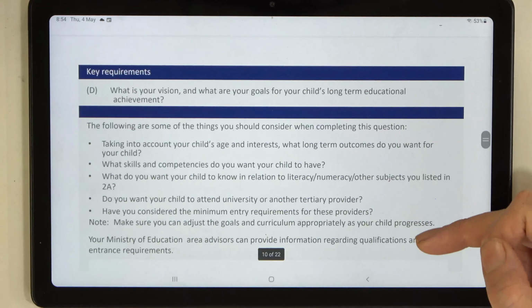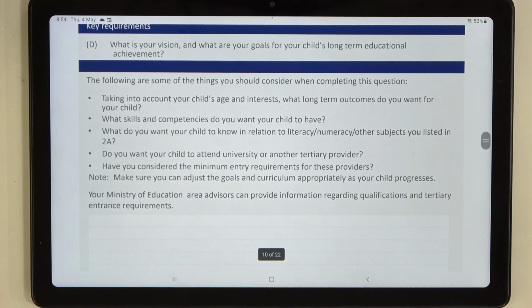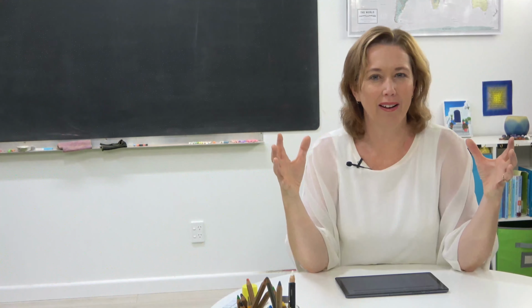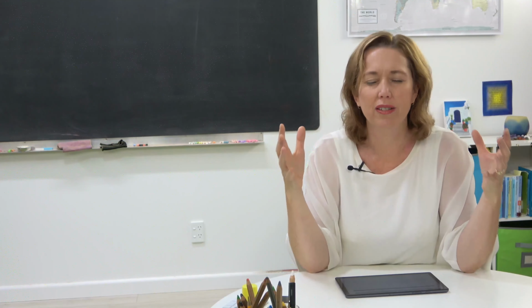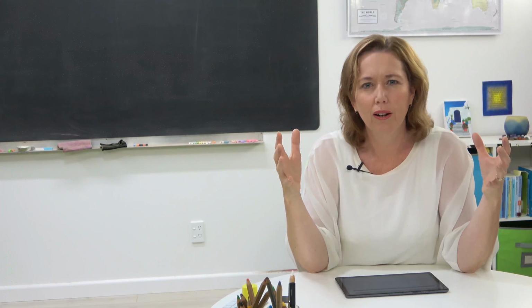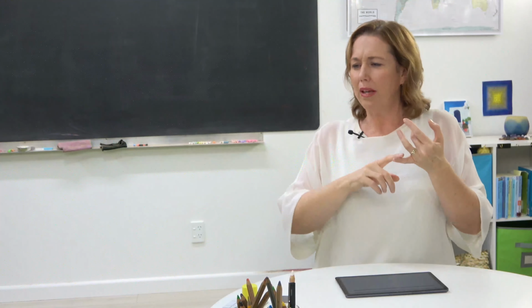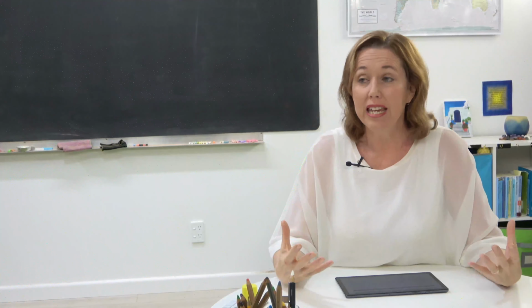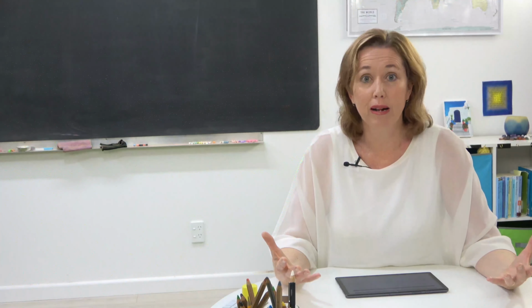What's your vision for your child's long-term educational achievement? This is a neat one. I love this one. You get to really stop and have a conversation in your household. What do I really want for you? My beautiful children, what do I really want for you? I want you to be academically equal to your peers so that we live in the information age. That's the age that we live in now. We live in the information age.